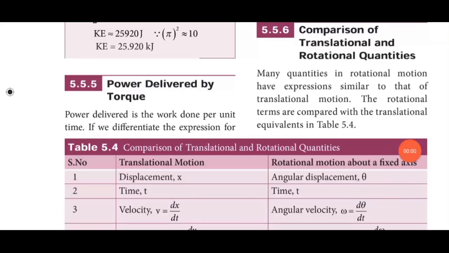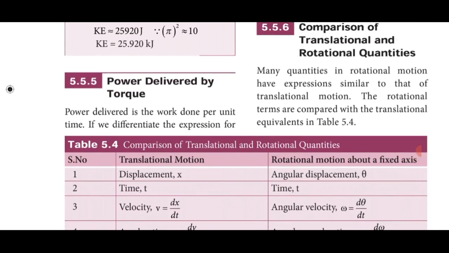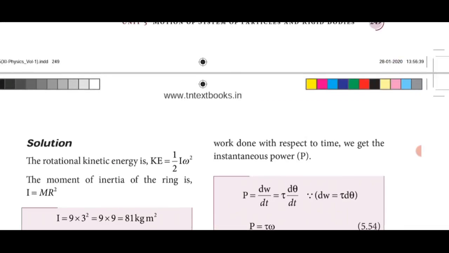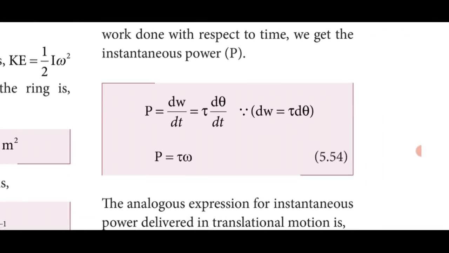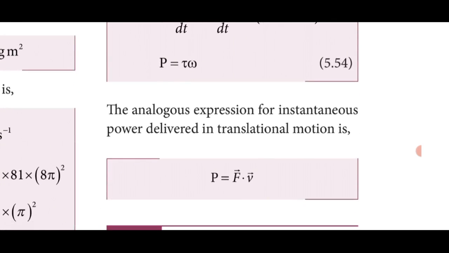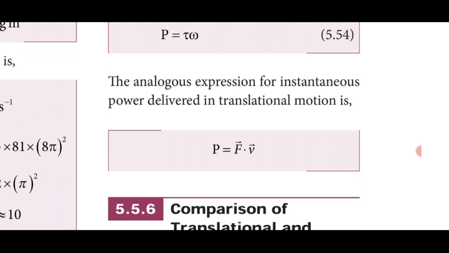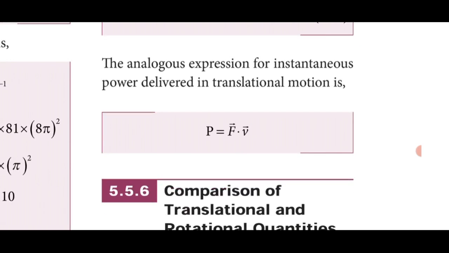Understood? Next we are going to see the power delivered by the torque. Power is the work done per unit time. If we differentiate the expression for work done with respect to time, we get the instantaneous power. That is P is equal to dW by dt, which is equal to tau d theta by dt. Since dW is equal to tau d theta, P is equal to tau omega. The analogous expression for the instantaneous power in translational motion is P is equal to F dot V.